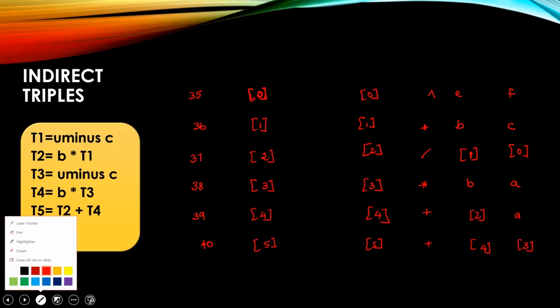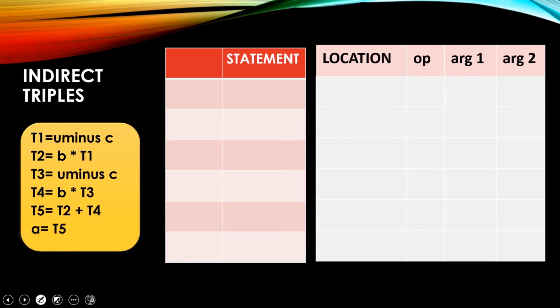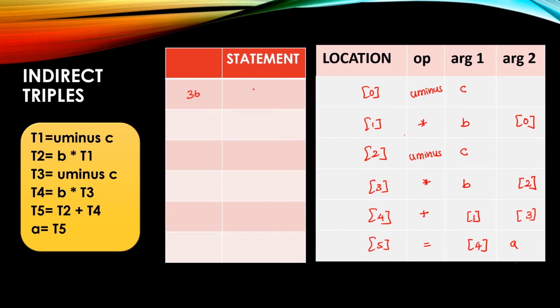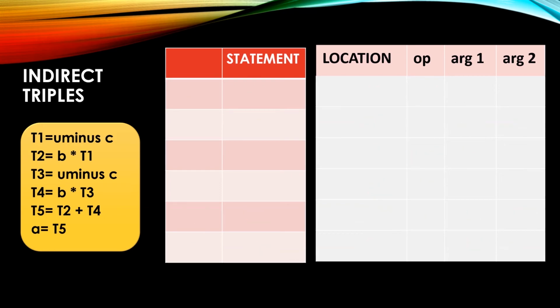Next, indirect triples. So this box is similar to our triple representation. So let me write it as it is. Next, we have to mention an additional array for storing the address values. 36, 37, 38 will contain the location value of 2 and 39 will contain the location value of 3 and 40 will contain the location value of 4 and 41 will contain the location value of 5. So this number is just our index number. You can use any numbers. So this is how an indirect triple representation will be.